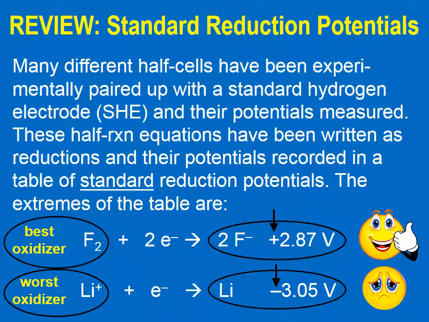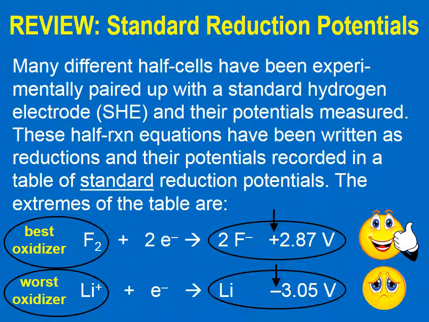We mentioned previously that on the reactant side of these reduction equations, fluorine is the best oxidizer. That is, it is very good at taking electrons, at oxidizing other things. That is, fluorine is itself very good at being reduced. On the other hand, at the bottom of the table, the lithium ion is actually the worst oxidizer. It is the worst at itself being reduced. It is terrible at gaining electrons.